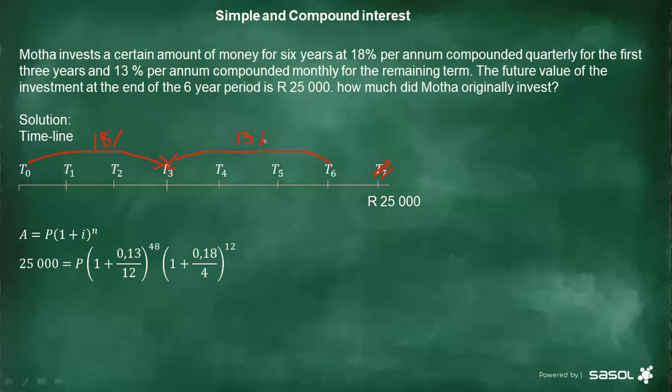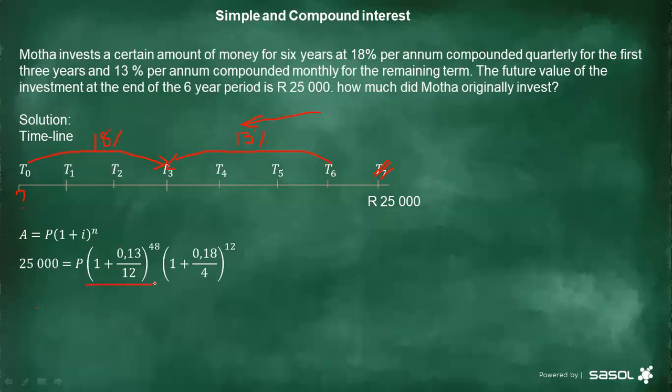All right, it's 13%. Okay, now since we are in need of P, we are going to be calculating from right to left, from this T6 in this direction, because we want the amount that Motor invests. So we'll be calculating from right to left, right?